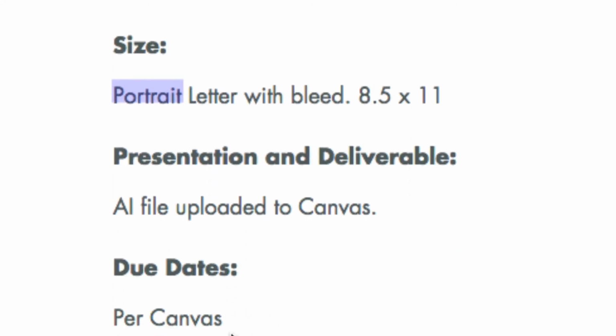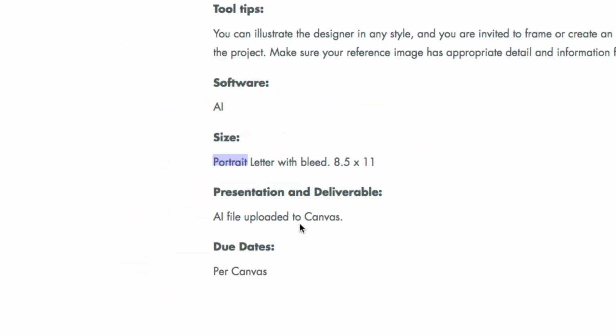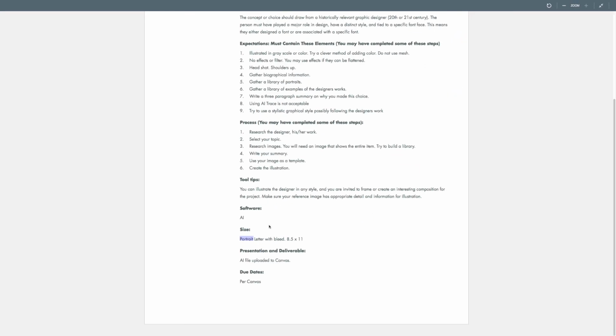And what do I want from you? An Adobe Illustrator file uploaded to Canvas. What is the due date? I think the due date's wrong. I have to fix it. But we'll go over that here in a second.